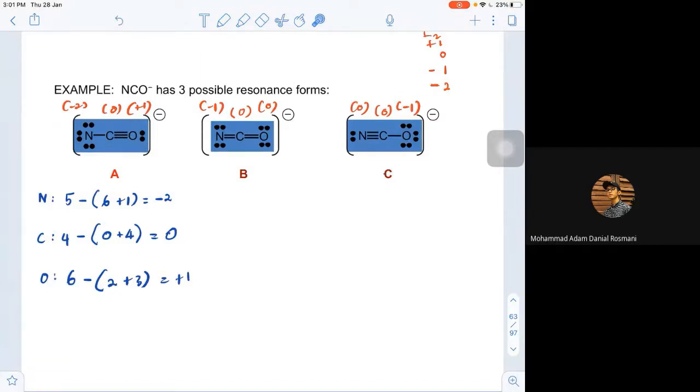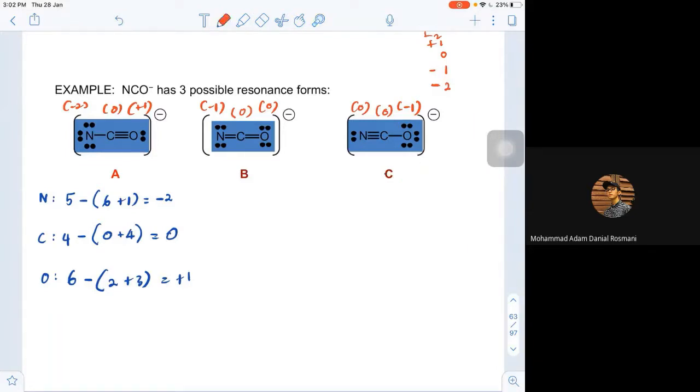And the last criterion, in order for us to decide whether A or B or C is the best structure, is the third criterion, in which the negative formal charge should be at the one that is more electronegative. So we compare here, in structure B, negative 1 is at the nitrogen atom. In structure C, negative 1 is at the oxygen atom. The negative should be at the more electronegative atom, which is oxygen, so we will reject B. So the best resonance structure for NCO minus is structure C.